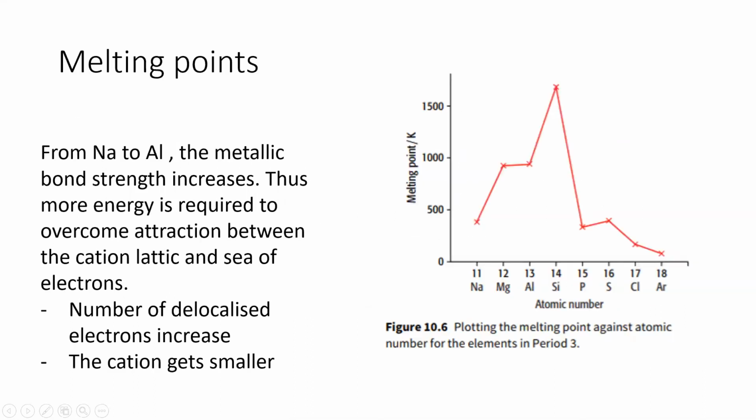Okay, melting points. From sodium to aluminum, the metallic bond strength increases. Thus, more energy is required to overcome attraction between the cation lattice and the sea of electrons. Basically, the cation gets smaller, and then the number of delocalized electrons increase. In sodium, 1 electron is delocalized, in magnesium 2, and in aluminum 3. So the metallic bonding strength increases, and more energy is required to overcome it.